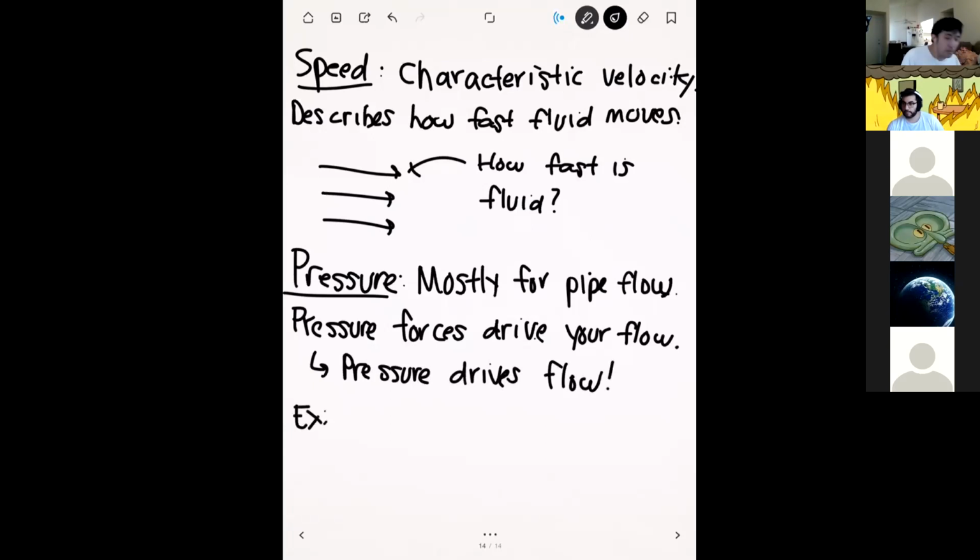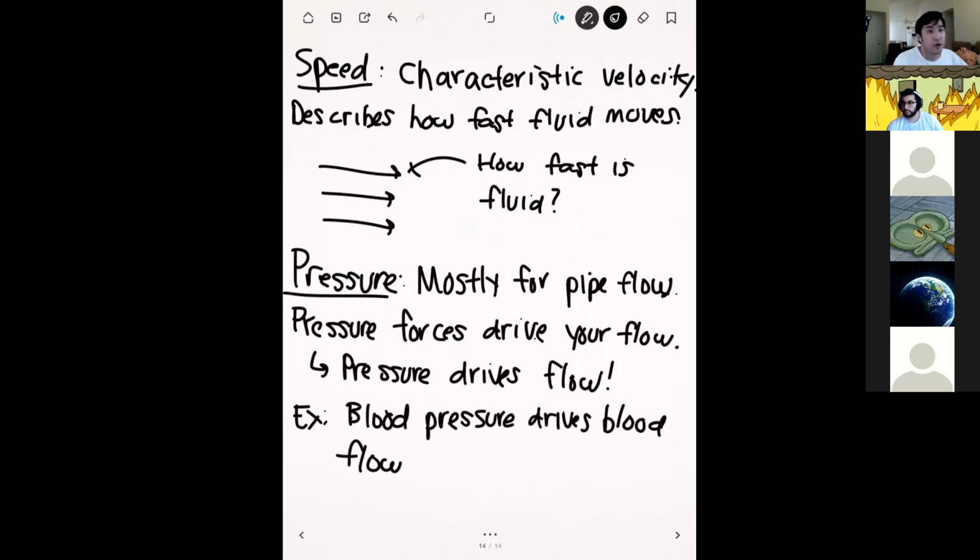So an example of this would be the blood pressure that you have in your body, right? That blood pressure that your heart is constantly generating is driving the flow of blood through your body. If I asked you to describe the characteristic pressure for blood flow, you would tell me it would be the average blood pressure in a human.